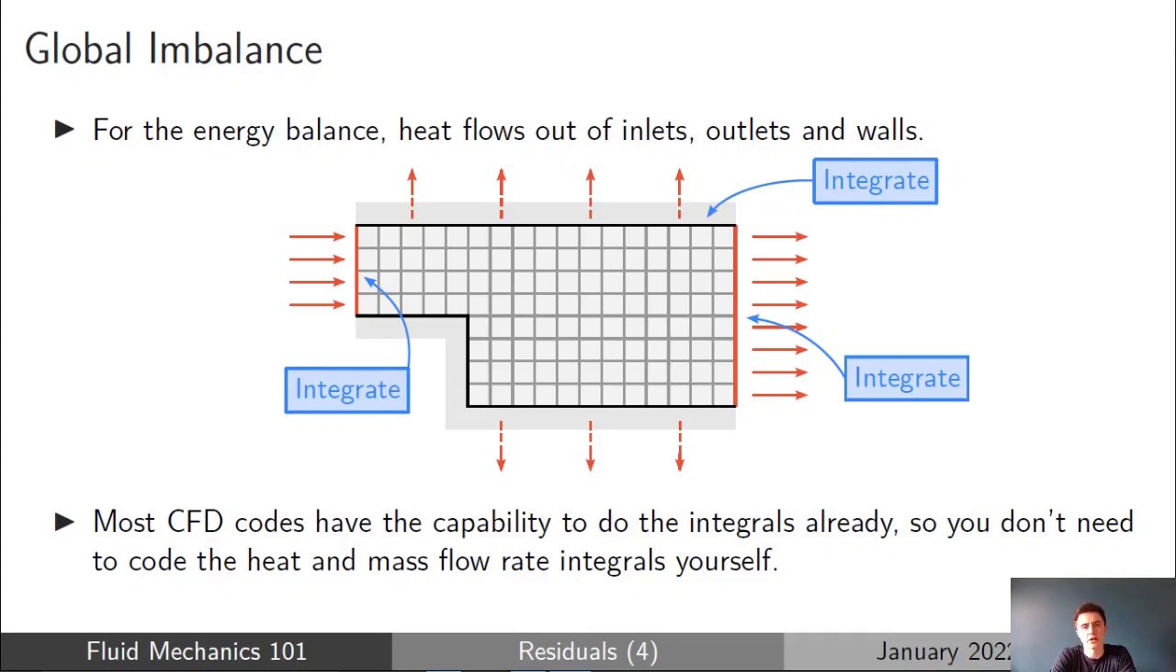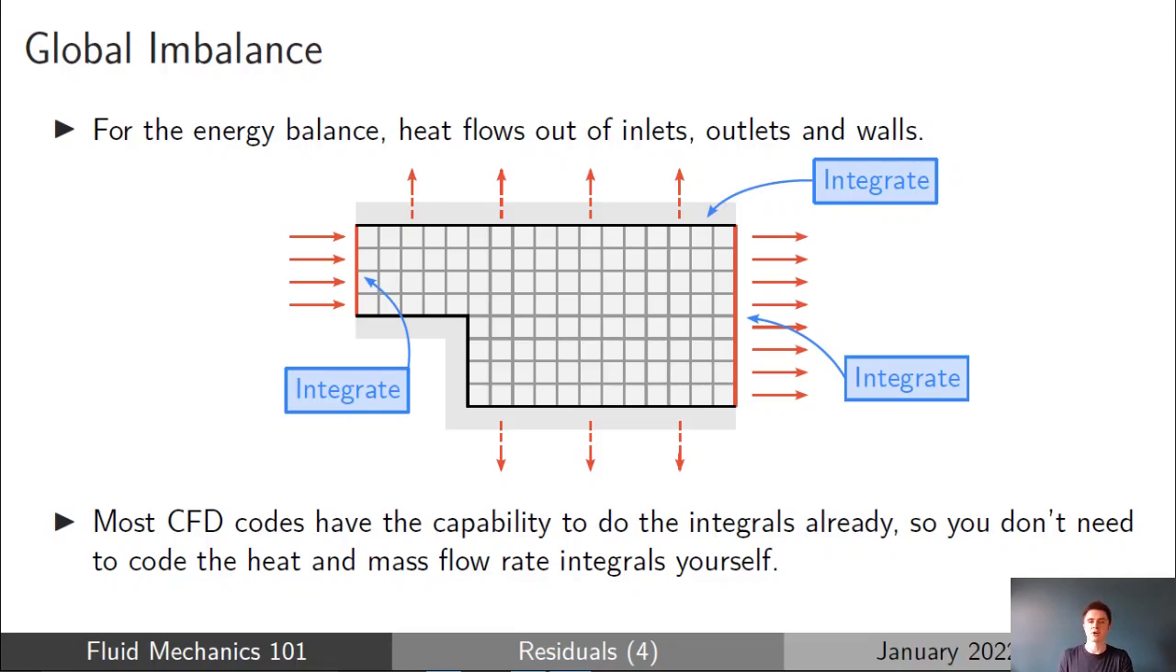Now, just from the discussion that I've presented so far, this can look like a bit of a daunting task because you're having to do integrals of mass flow rates and heat fluxes across lots of boundaries, and coding up an integral like that might be quite difficult for you. But what you'll find, most CFD codes already have the capability to do these integrals for you, and so actually it's often quite easy to set up the global imbalances yourself manually. For example, if you have one inlet and one outlet, often CFD codes have a monitor. When you're setting up a solution, you can monitor the mass flow rate across a particular surface.